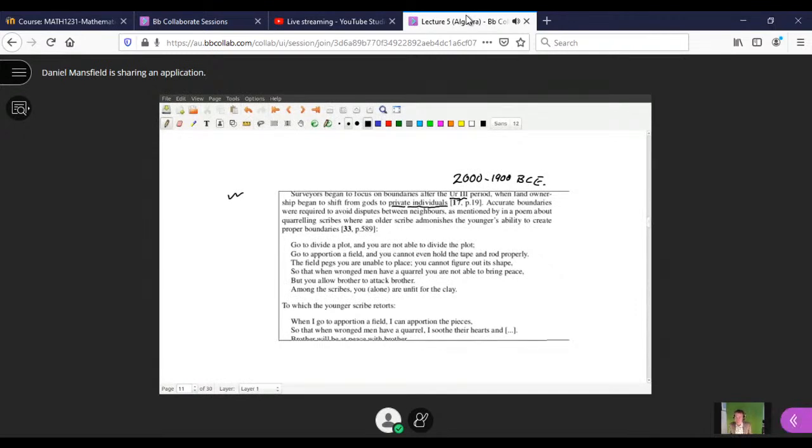I'm not sure where this flat earth thing came from. Certainly these ancient people knew all about the world being spherical, mostly spherical. So when it's your land and my land, accurate boundaries start to become important to avoid neighborly disputes.